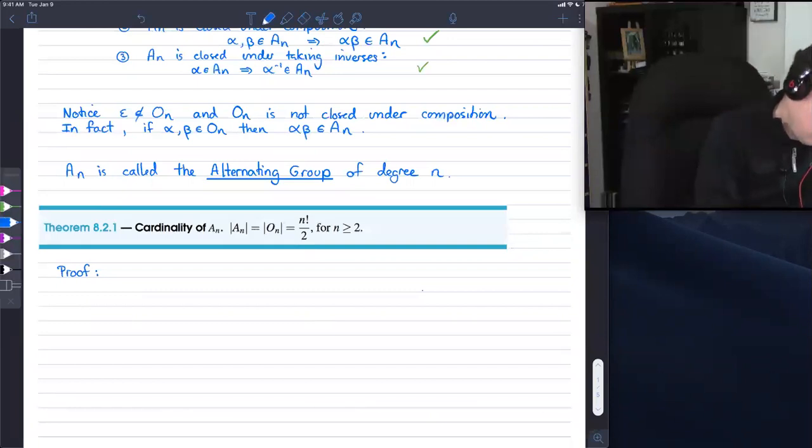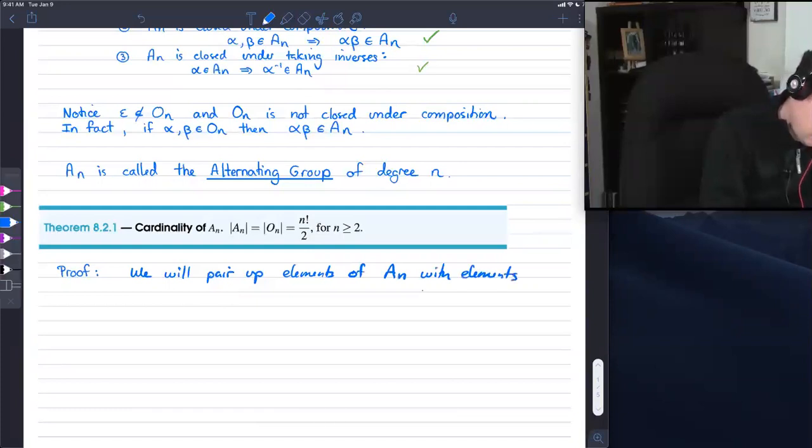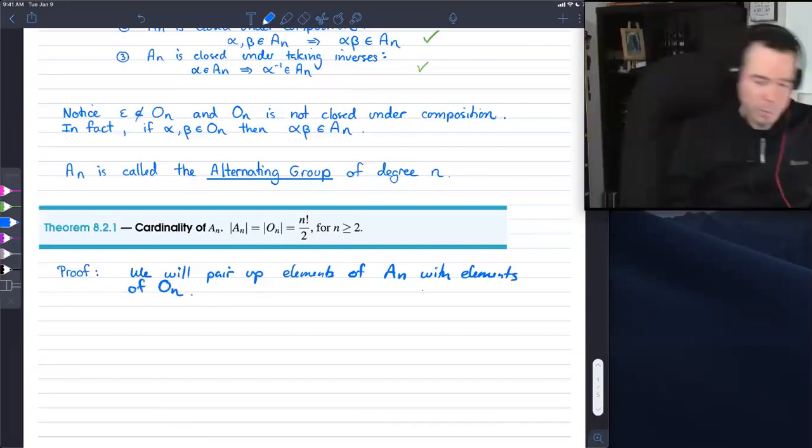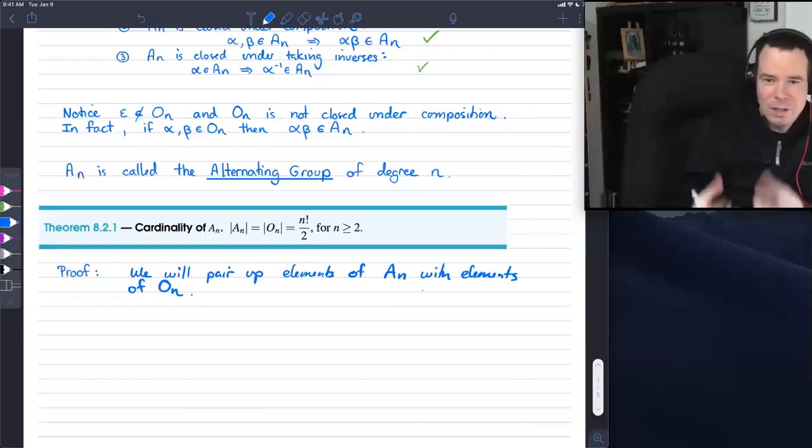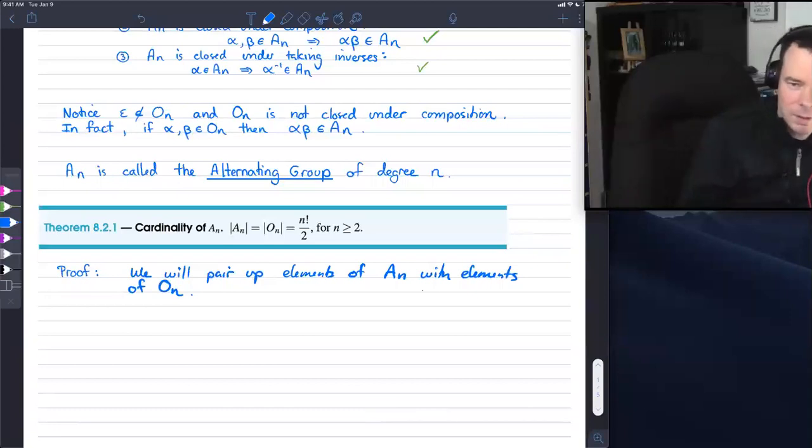So let's do this. What we're going to do is we will pair up elements of AN with elements of ON. So we'll pair up even permutations with odd. In other words, we're going to go with a little bit of a buddy system here. We're going to take every even permutation and assign a buddy to them from the set of odd permutations. And if every even permutation gets a buddy, then they have the same number in each set. And so if they have the same number in the two sets and they unite to all of Sn, then each one of them has to have half the elements that Sn had.